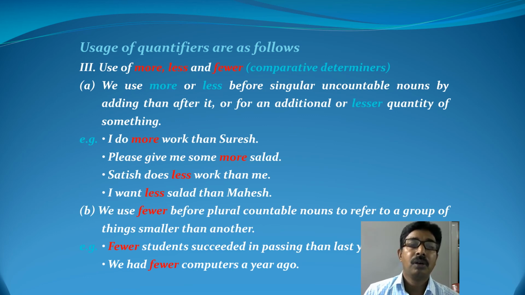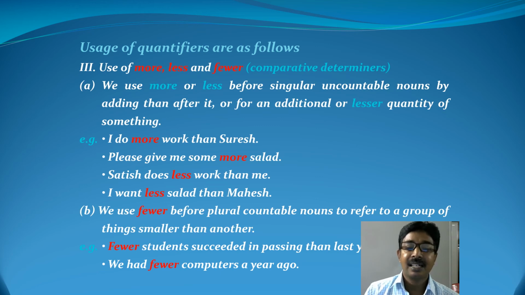Now, the use of more, less, and fewer. These are comparative determiners. More, less, and fewer are comparative determiners. We use more or less before singular uncountable nouns by adding than after it, or for an additional or lesser quantity of something. Example, I do more work than Suresh. Please give me some more salad.